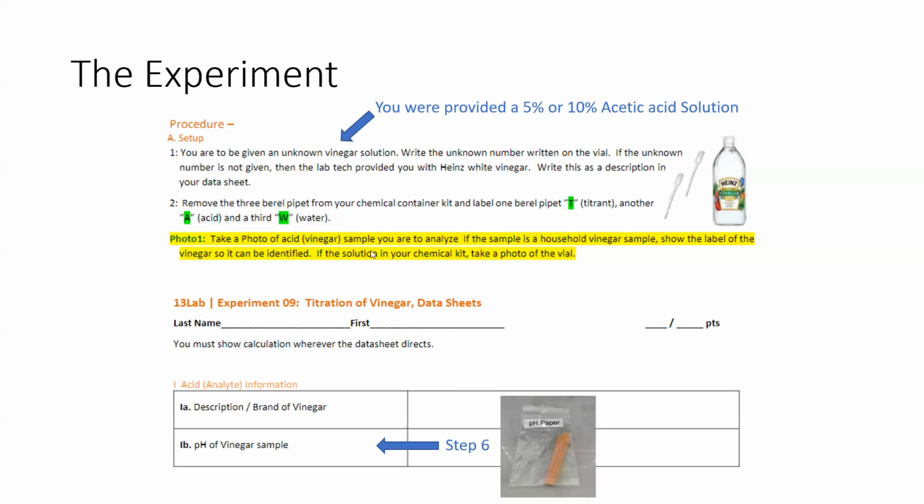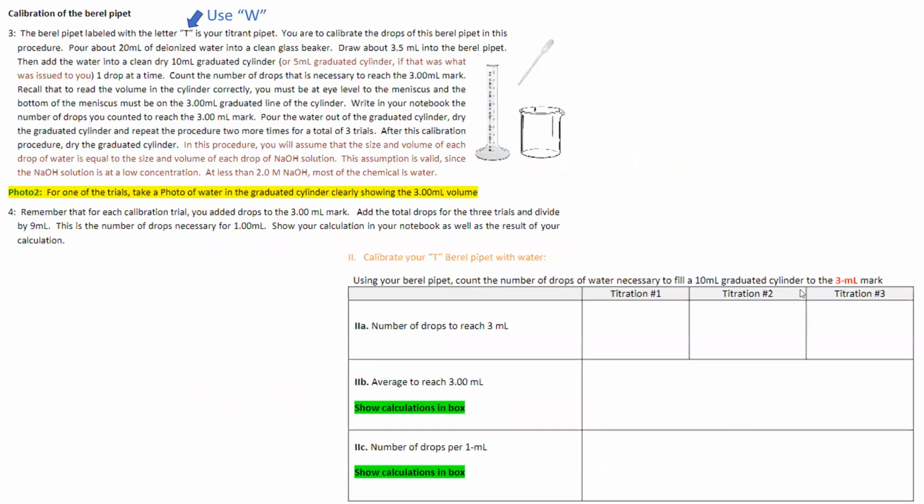Okay, so then here's some information about the first photo to take of your acetic acid solution. Whatever vials you were provided, just take a picture of those and include it. All right, moving on to the next part.